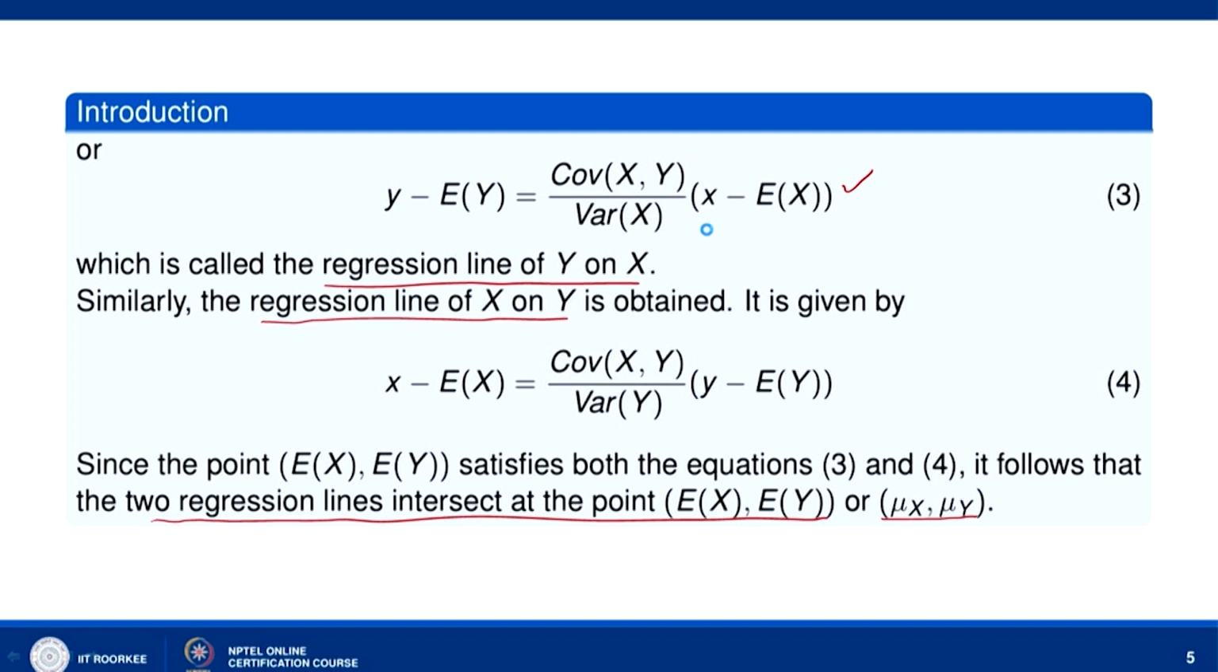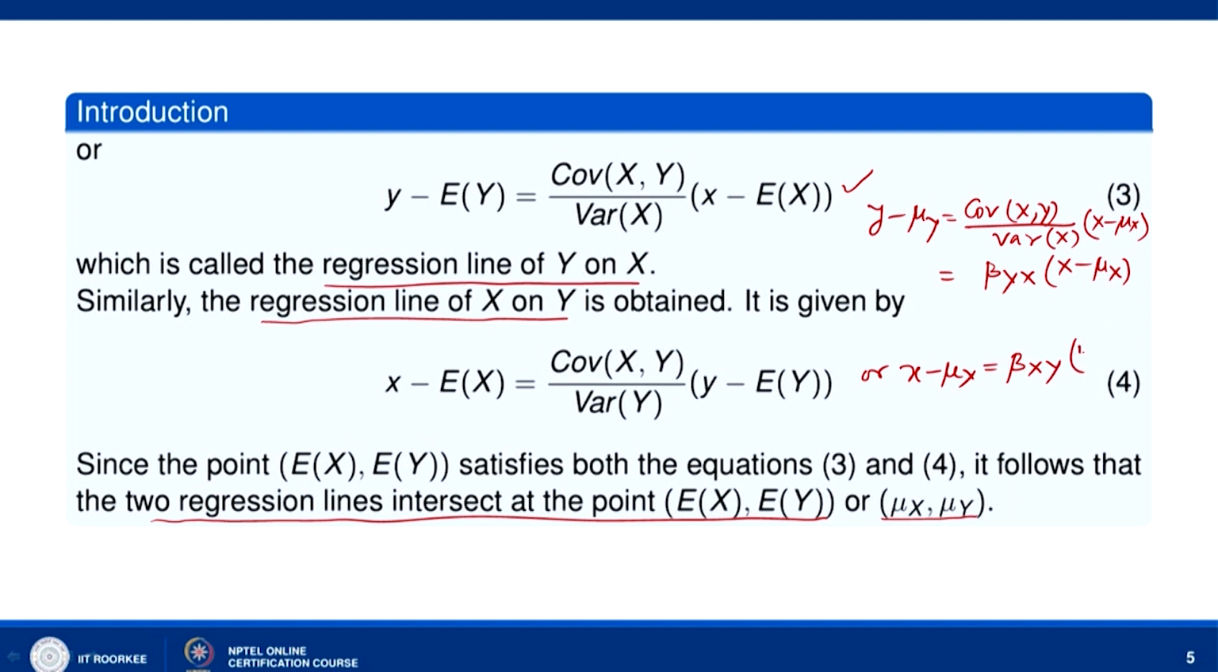Now, using these regression coefficients, the regression line of y on x, which is y minus mu y equal to covariance of x y over variance of x into x minus E x, I can write as y minus mu y equal to covariance of x y divided by variance of x into x minus mu x. Covariance of x y over variance of x is the regression coefficient of y on x. So, beta y x, x minus mu x, and the regression line of x on y can be written as x minus mu x equal to beta x y into y minus mu y.